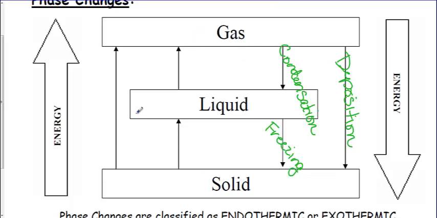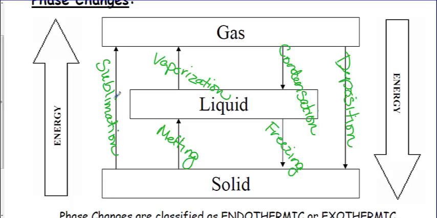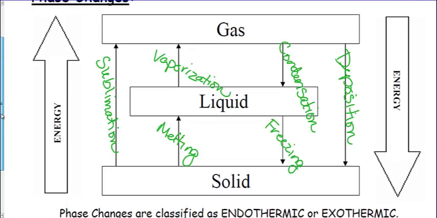Okay, now let's go the other way. For the warming up, if we're increasing our energy or adding heat energy, we're going to look at going from a solid to a liquid, which is going to be called melting. When we go from a liquid to a gas, that's called evaporation or vaporization. And like I said before, when we go from a solid all the way over to a gas, that's going to be called sublimation.